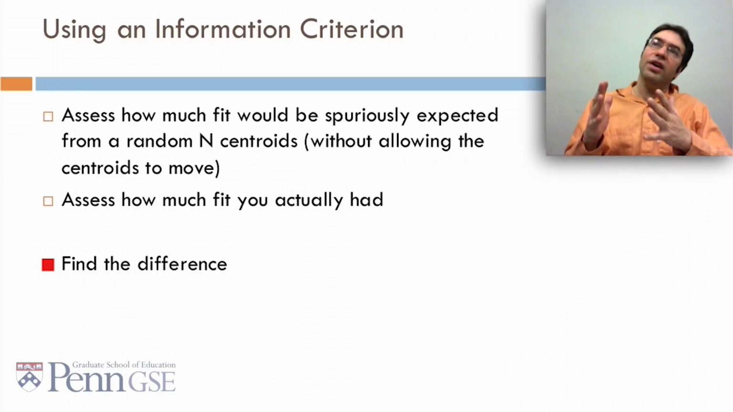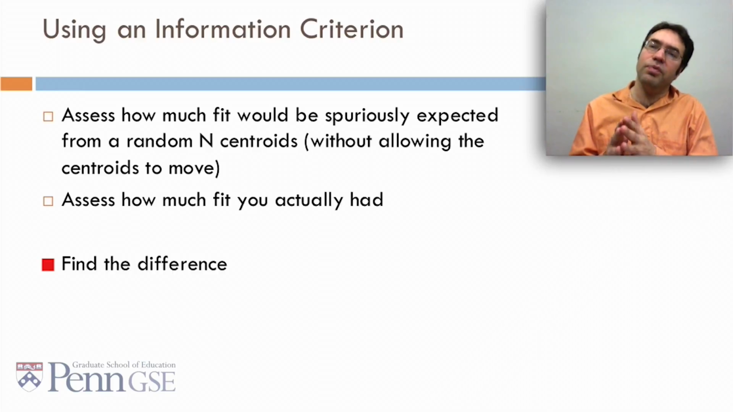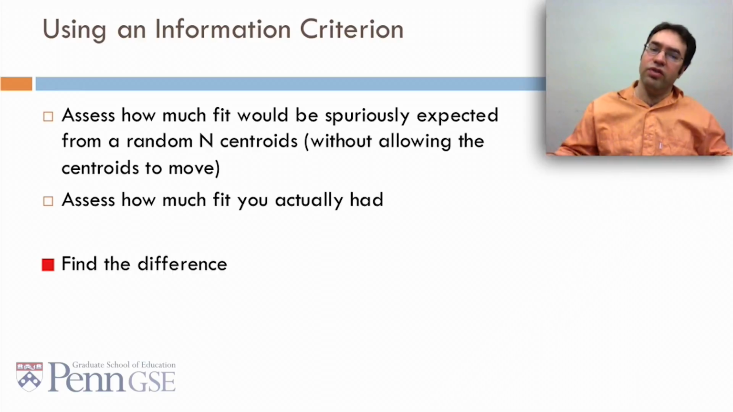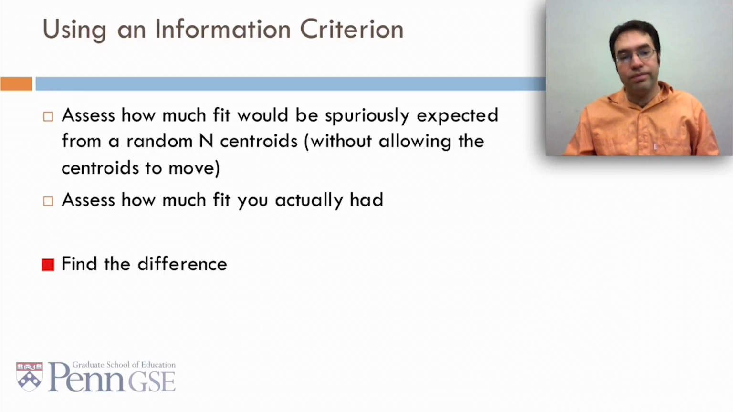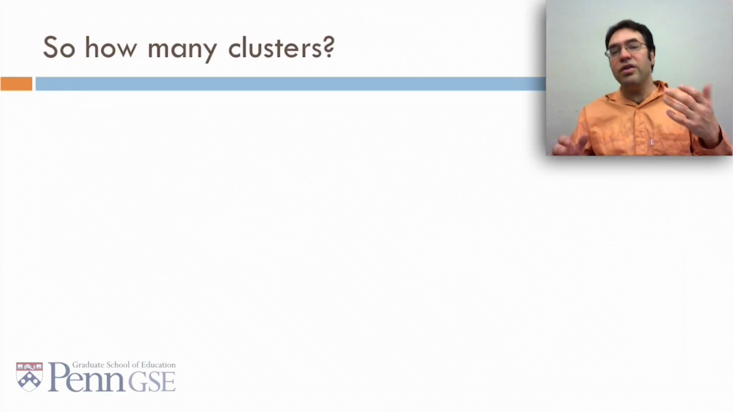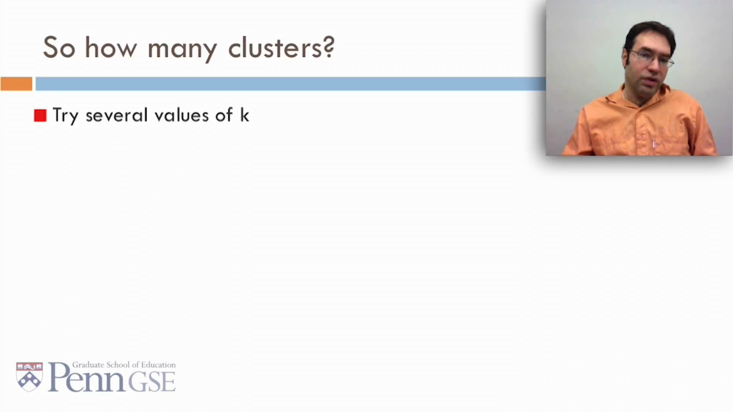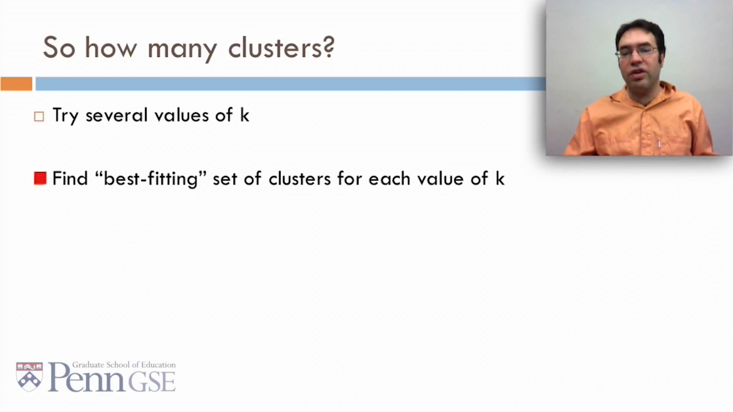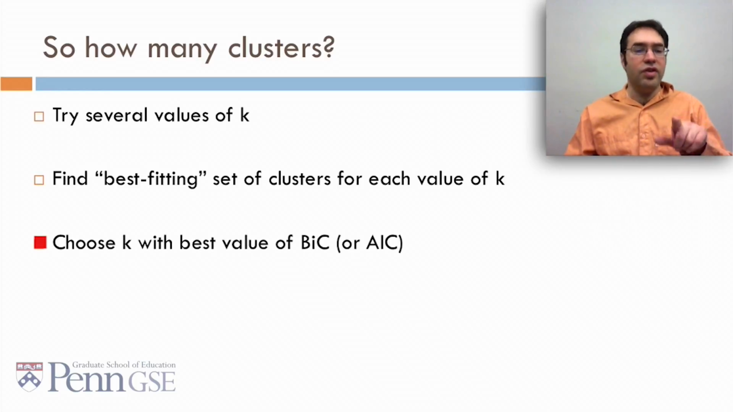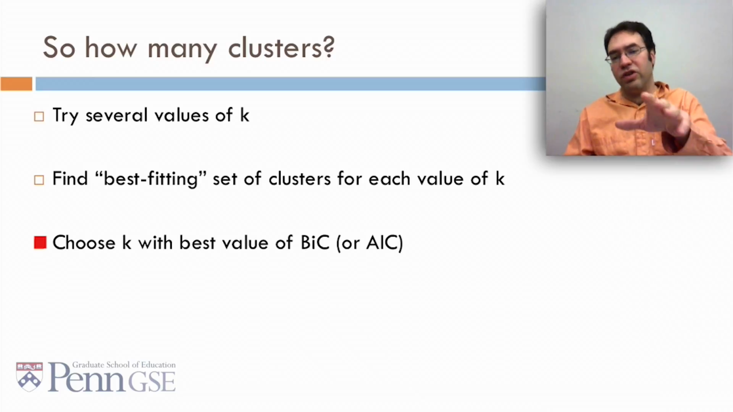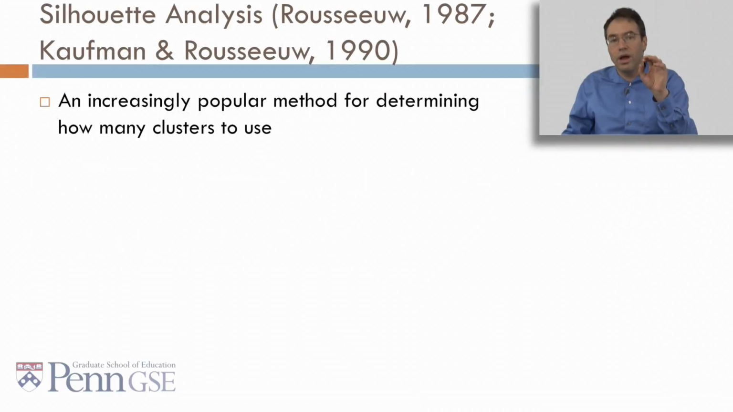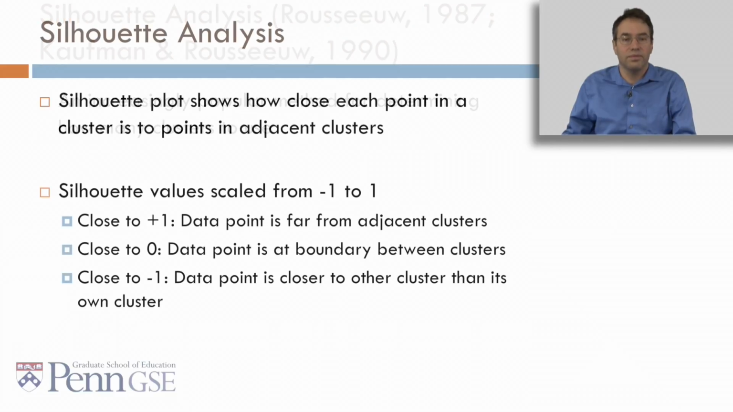So the question is, how much more fit did you get than you'd expect just from having n random centroids, just randomly distributed? And then you can say, how many clusters? What you do is you try several values of k, and you find the best fitting set of clusters for each value of k, typically using randomized restart, and then you choose the k with the best value of BIC or AIC. Another way of determining how many clusters to use is silhouette analysis.